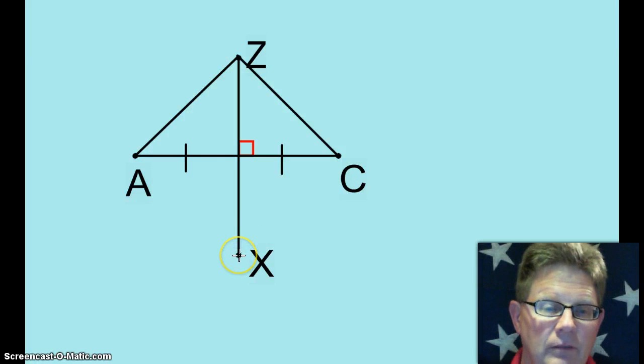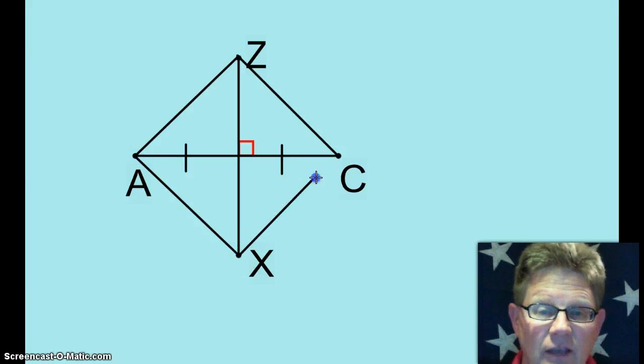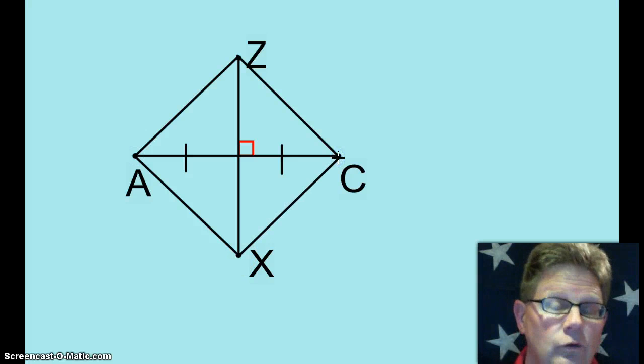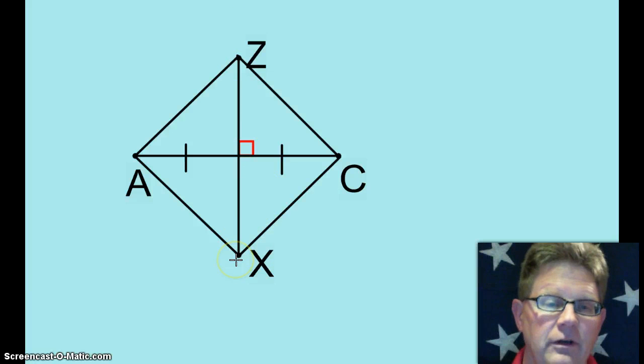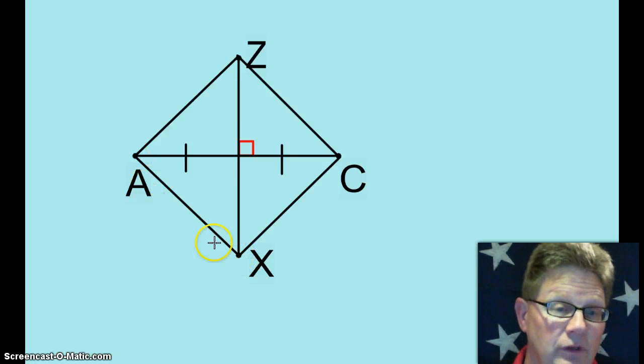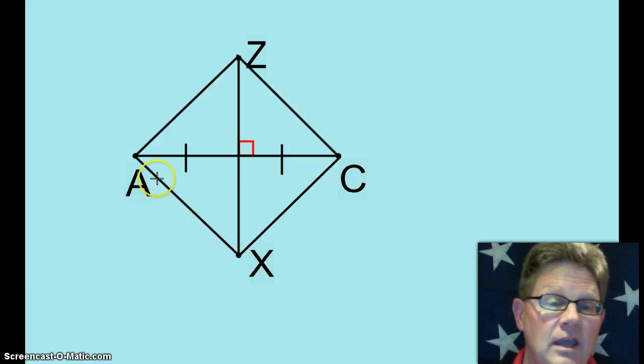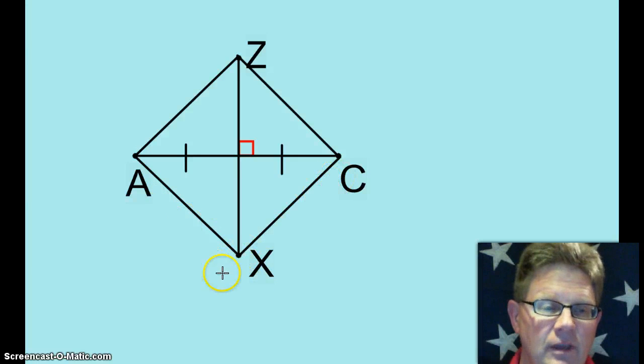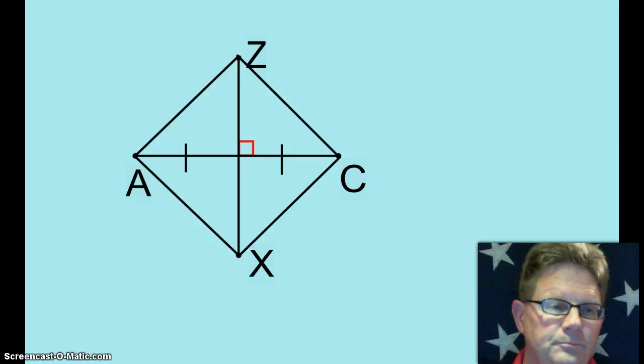Likewise, segment AX and segment CX are also congruent to each other because X is on the perpendicular bisector, so it has to be equidistant from the endpoints. So XC and XA have to be the same. That's what the perpendicular bisector theorem says.